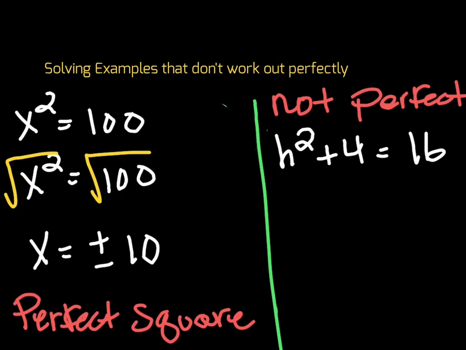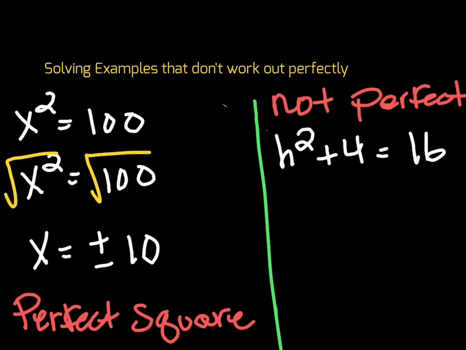Solving examples that don't work out perfectly. On the left-hand side, we can see what we just did on the previous page. We solved for x, and it happened to be a perfect square. So x squared equaled 100. In order to solve for x, I used a radical symbol on both sides, and the square root of x squared is x, and the square root of 100 is plus or minus 10.